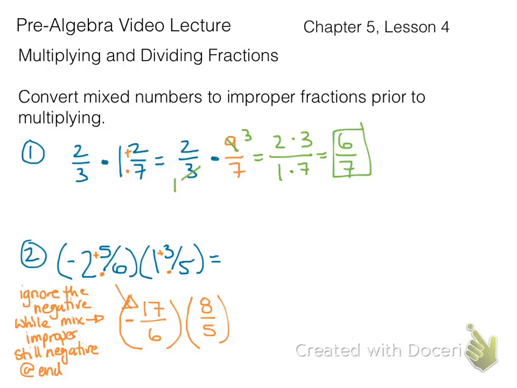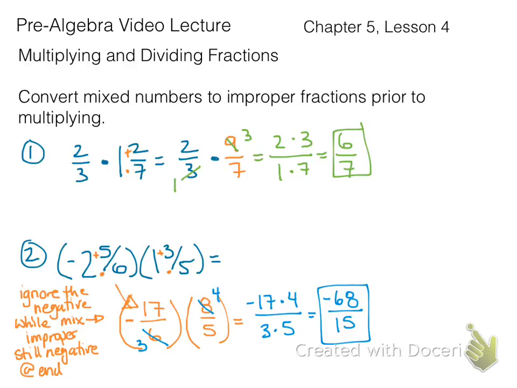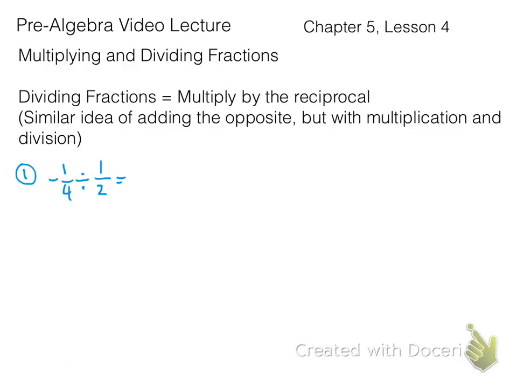All right, time to simplify before I multiply. 2 goes into 6 3 times, 2 goes into 8 4 times. Negative 17 times 4 over 3 times 5 is going to give me negative 68 over 5. Yay! All right, last thing I need to talk to you guys about is dividing fractions.